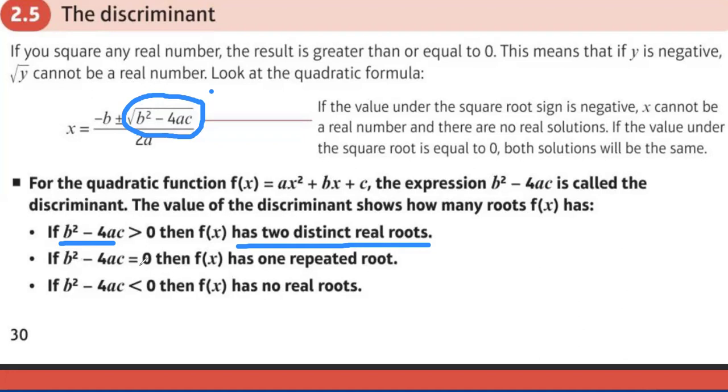Also, if b square minus 4ac equals 0, then f(x) has one root because that root is repeated. But if b square minus 4ac is less than 0, then f(x) has no real roots. That is also a very important thing to remember from this lesson.